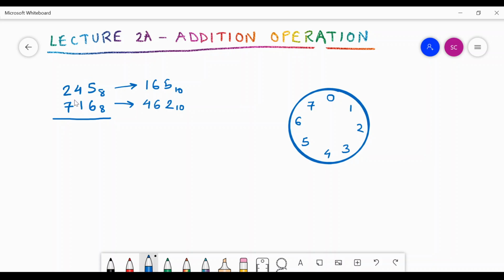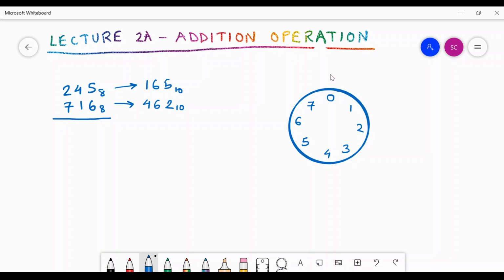How you are going to do it? Same way as we did in the clock for the decimal number system. So you start from 5, because we are starting with 5. How many units do you need to add? You need to add 6 units. 1, 2, 3, 4, 5, 6. You reach here at 3.